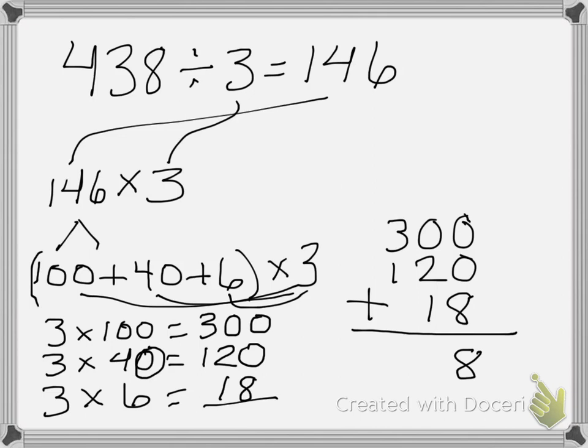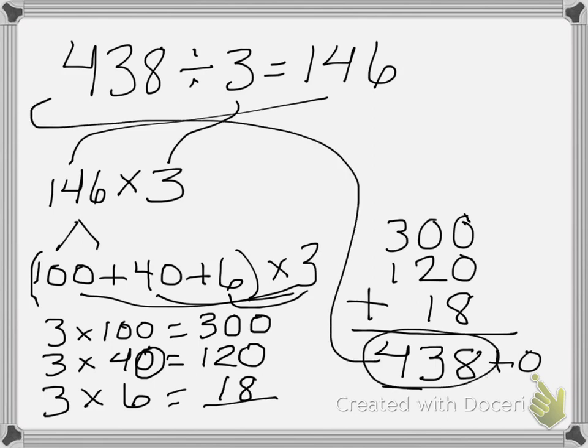And I get an 8 there. 2 plus 1 is 3. 3 plus 1 is 4. I don't have to add any remainder, so there's nothing to add for the remainder. So this should match my dividend. Yes! Means I did it right.